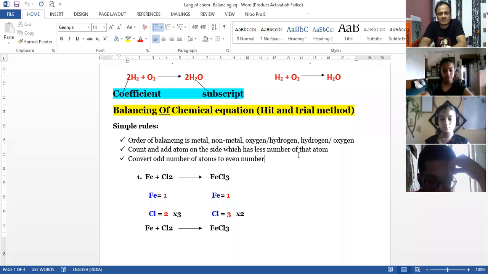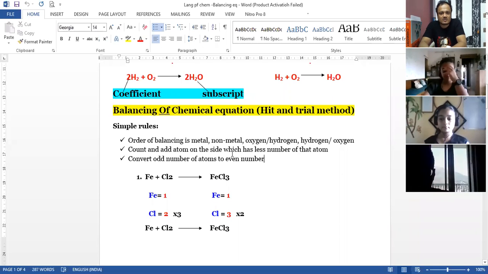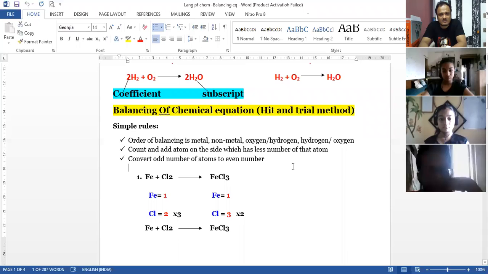Sometimes you won't find oxygen, you'll be finding hydrogen. Sometimes you'll be finding oxygen, but no hydrogen. So in that case, you have to give preference, right? So the order is very simple. You will first balance a metal which is present, then you will balance the non-metal. After that only you will be balancing oxygen and hydrogen. Now, if the equation does not have a metal, you will directly go to the non-metal. Okay, and if the equation has a metal but no non-metal, you will balance the metal first and then you will balance oxygen and hydrogen.